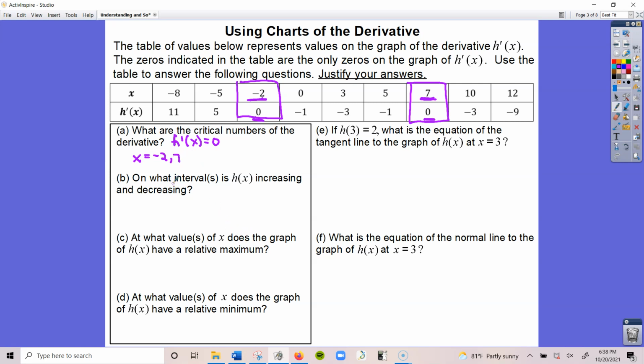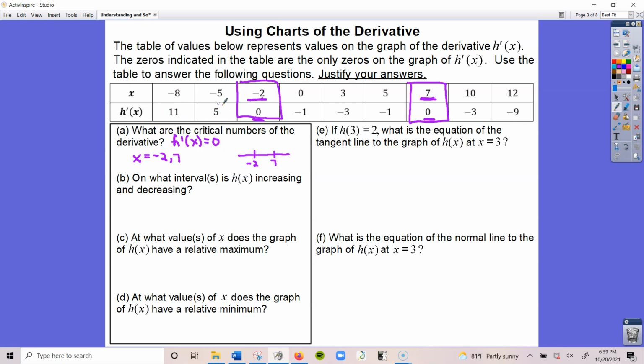For the next couple questions, we're going to figure out on what intervals it is increasing and decreasing, and then its extrema. Now keep in mind that when we were doing increasing and decreasing behavior and then finding extrema, we use number lines. And if you'd like, you can translate this chart as a number line.